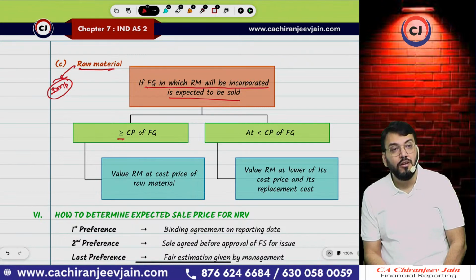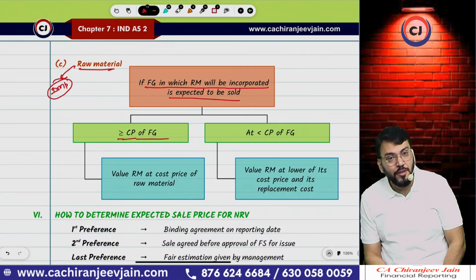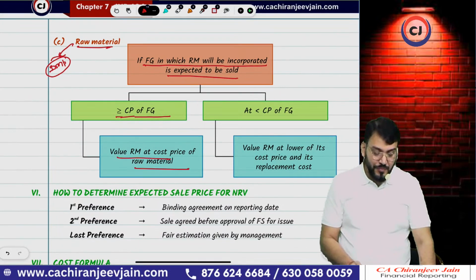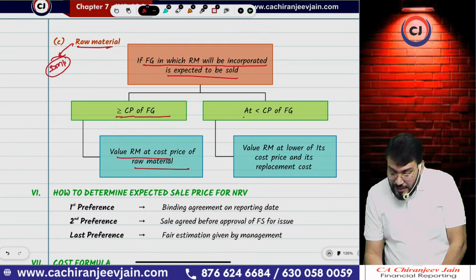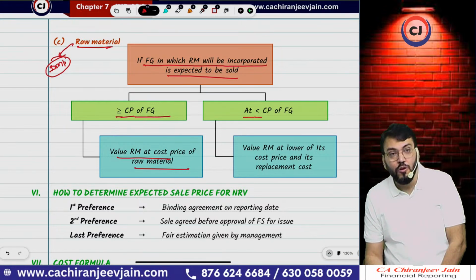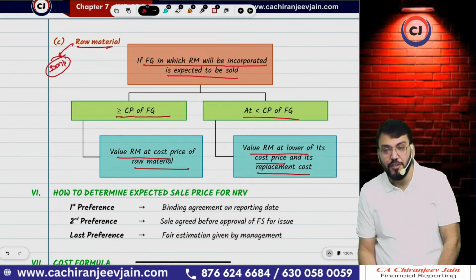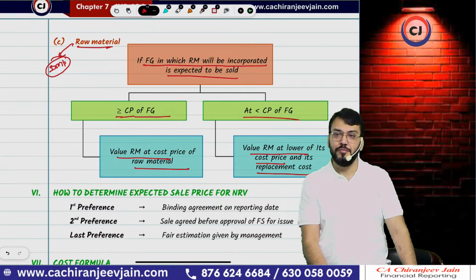The finished goods in which raw material will be incorporated, if expected to be sold at more than or equal to cost price of finished goods, then value raw material at cost price of raw material. Or if they are expected to be sold below cost price of finished goods, then value raw material at the lower of cost price and replacement cost. What do you mean by replacement cost?